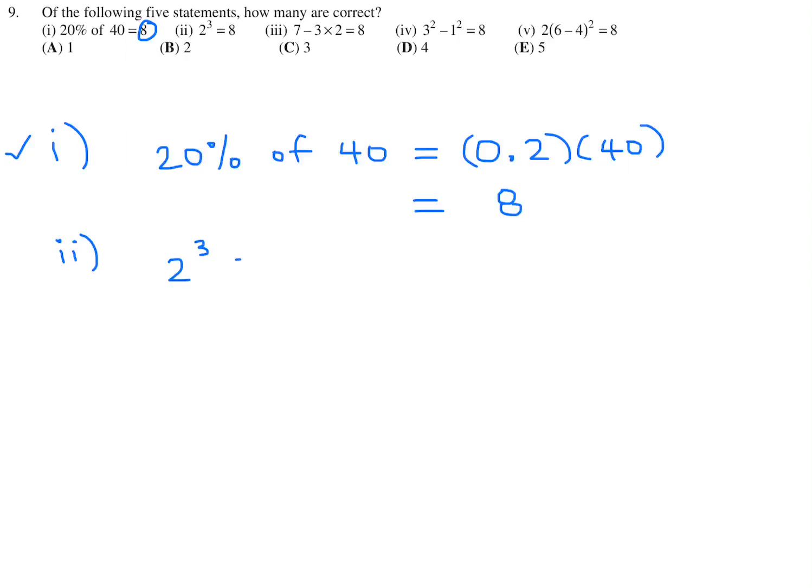What is 2 to the power of 3? Well, 2 to the power of 3 is 8. And they gave us the correct answer there. So that's correct. So now we are at 3.